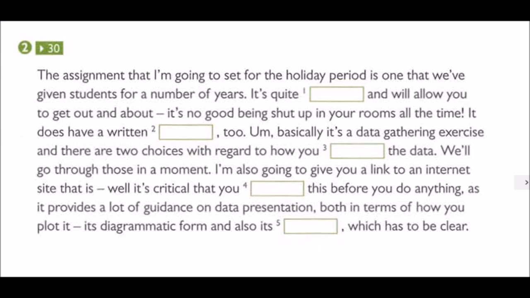Basically, it's a data gathering exercise, and there are two choices with regard to how you collect the data. We'll go through those in a moment. I'm also going to give you a link to an internet site that, well, it's critical that you review this before you do anything, as it provides a lot of guidance on data presentation, both in terms of how you plot it, its diagrammatic form, and also its description, which has to be clear.